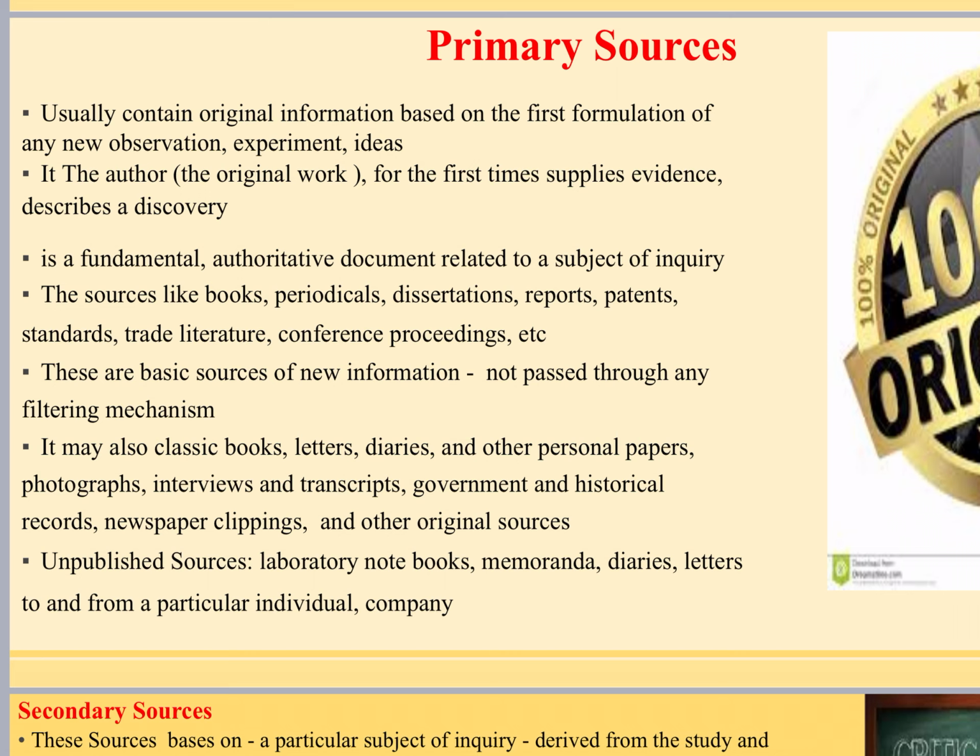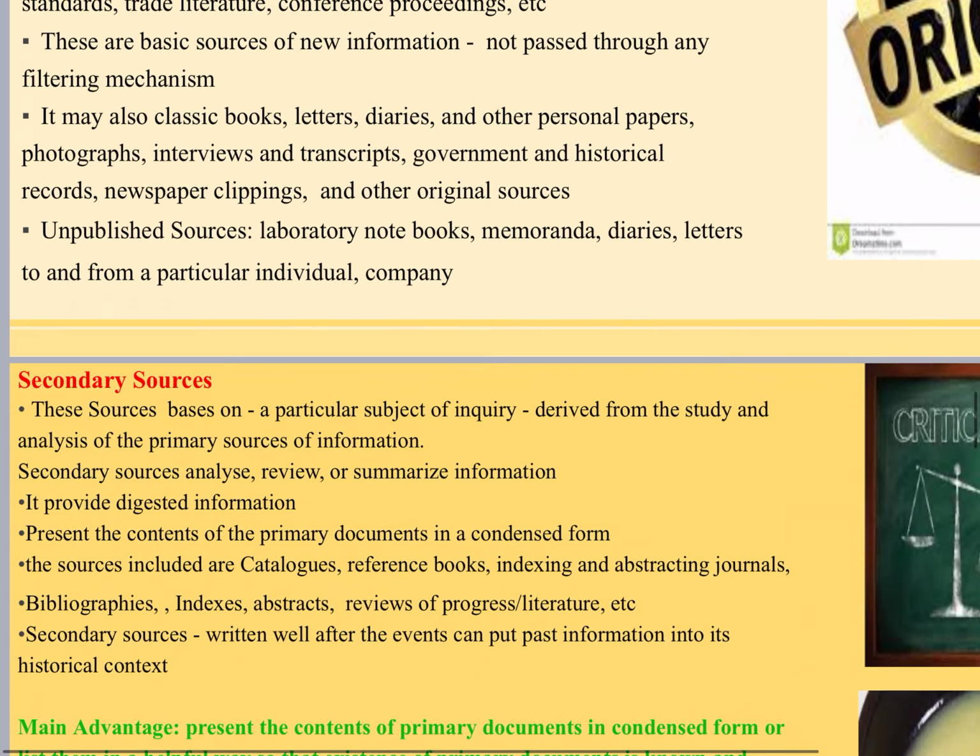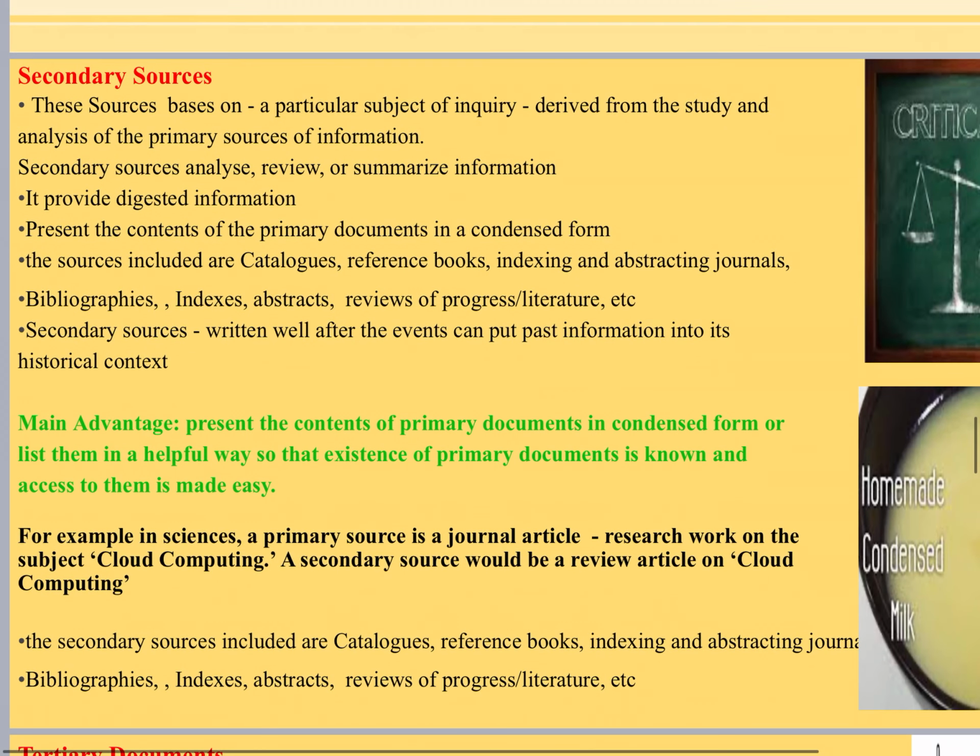There are certain primary sources of information which remain unpublished. Very often, these may be consulted for historical interest. Such material includes laboratory notebooks, memoranda, diaries, letters. Companies and libraries may try to procure such type of material if it comes within the scope and area of relevance of its purpose. The next slide is about secondary sources.